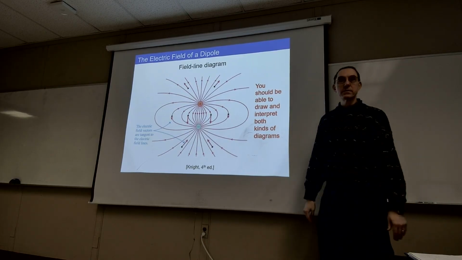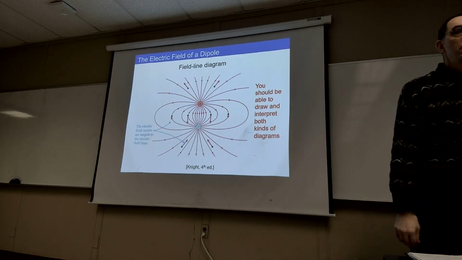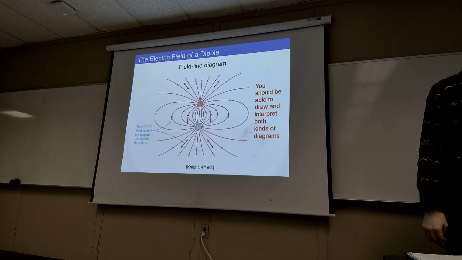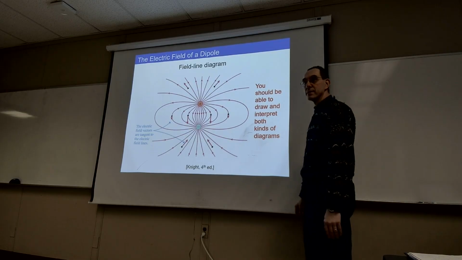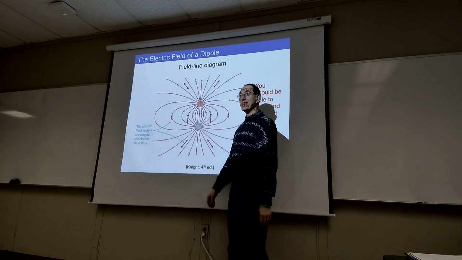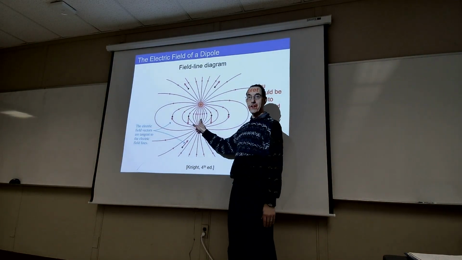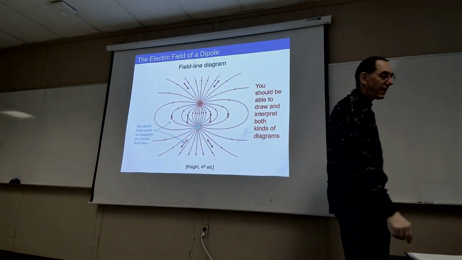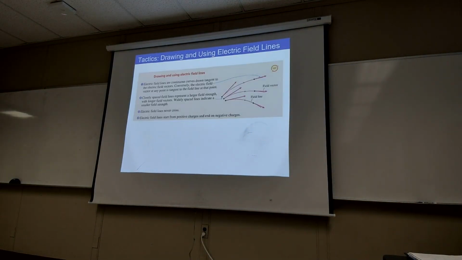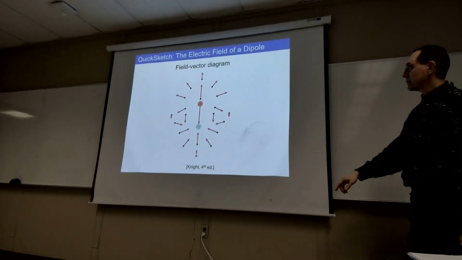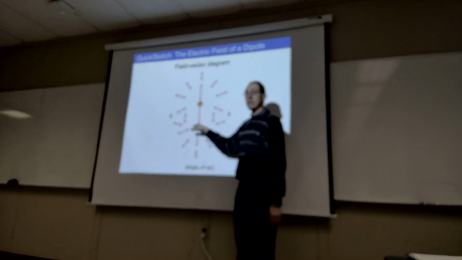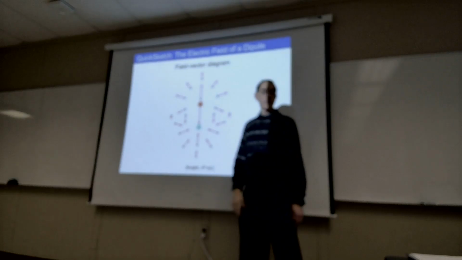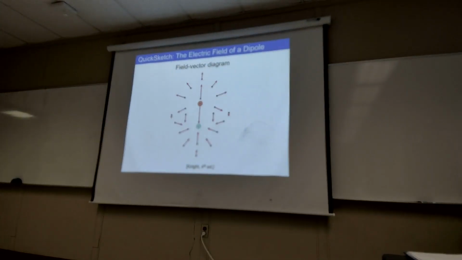Where is the field the strongest? In between the positive and negative charge. Right in between the two. How do you know that? Field lines are closer together. They're denser here. Again, that corresponds to what we saw before. Where was the field vector biggest? It was here. So that makes sense. Okay?